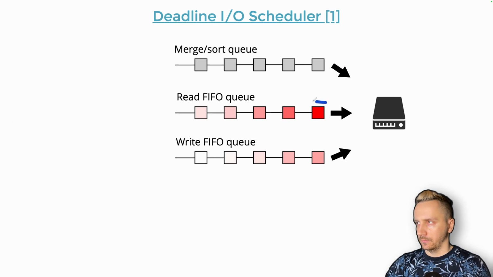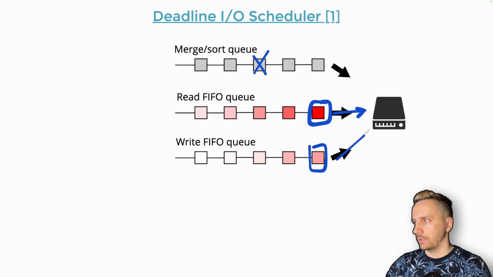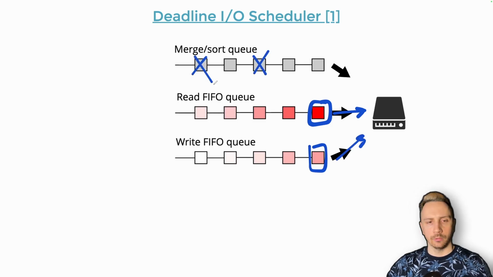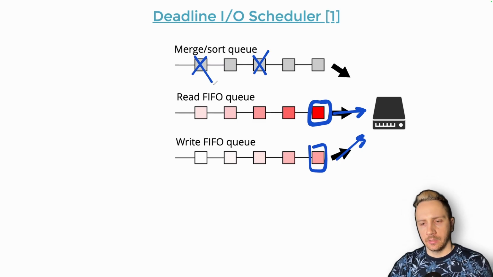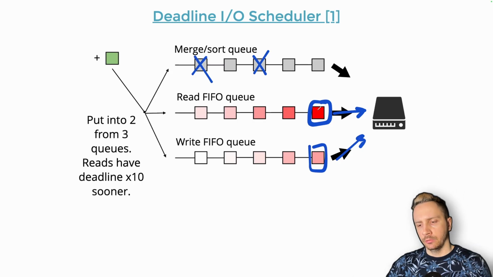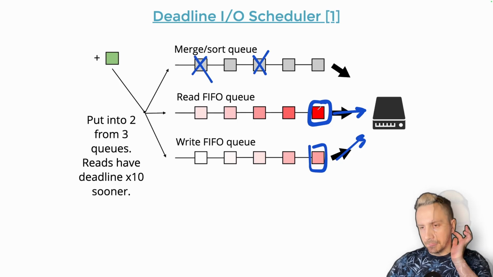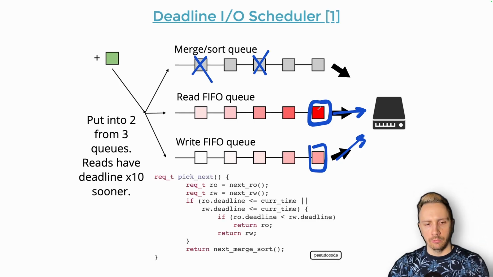But if one of the deadlines expires in one of the queues, then it will be served first and then removed from the merge sort queue, or served from here and then removed from here and the merge sort queue. And naturally, given how we give the deadlines to reads and writes, reads will be executed with higher priority than writes. So the logic in pseudocode could be looking like this.